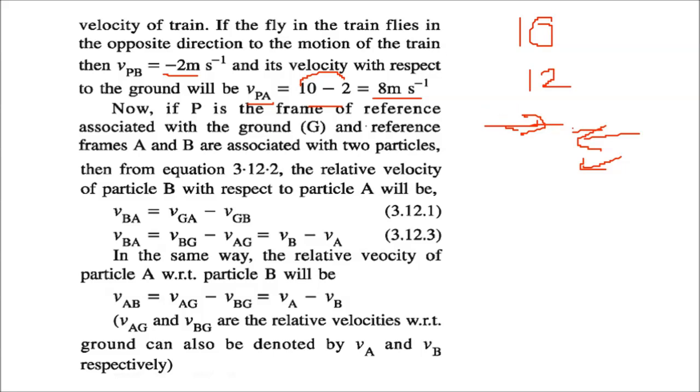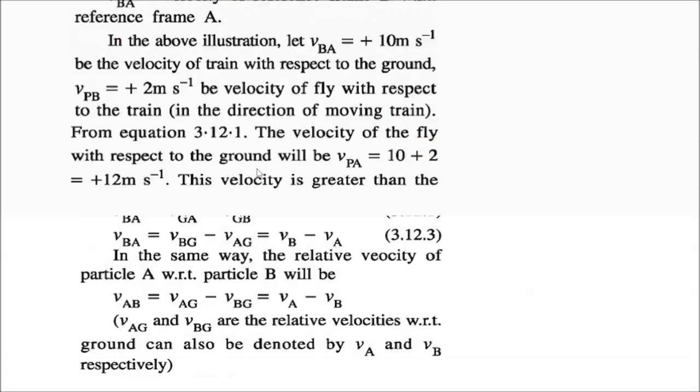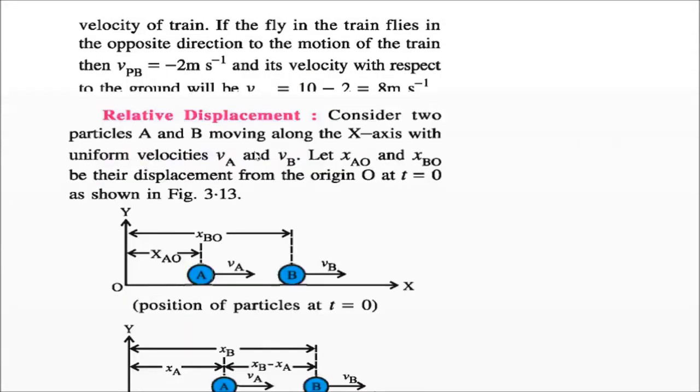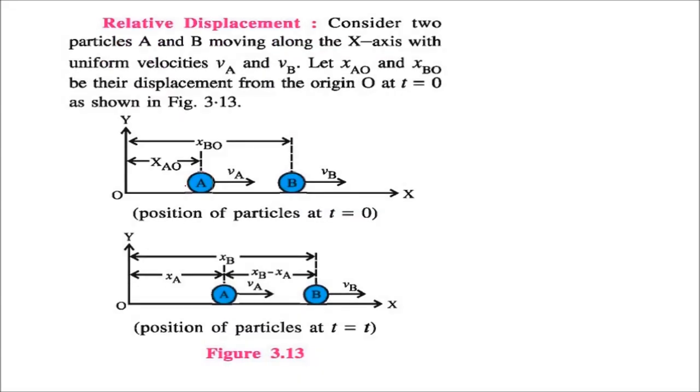And now if P is the frame of reference which is associated, say, with the ground, and references A and B are associated with two particles, we'll see it in the equation and diagram also. The relative velocity of the particle B with respect to A will be what? I am giving you an idea about this. We are talking about this relative motion. So the objects are here, A and B. Now they are moving, say A and B are moving together. If A and B are moving together in the same direction, the things will be different. If they are moving in the opposite direction, the things will be different.